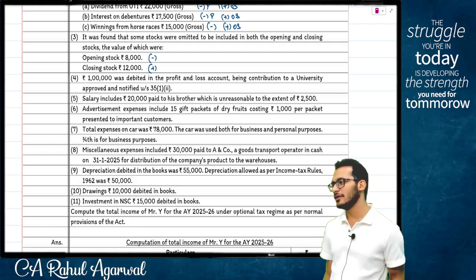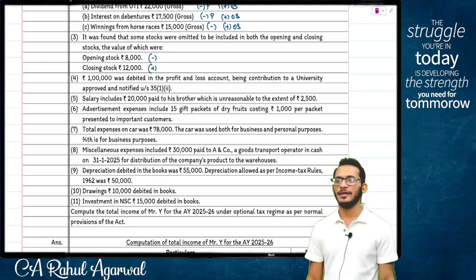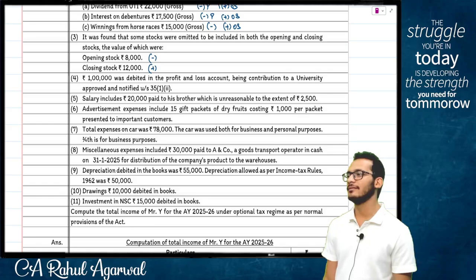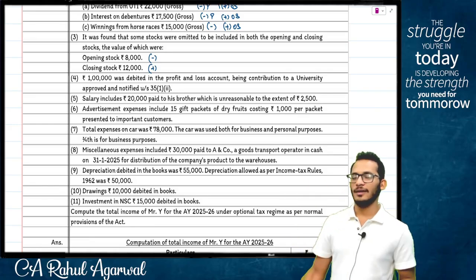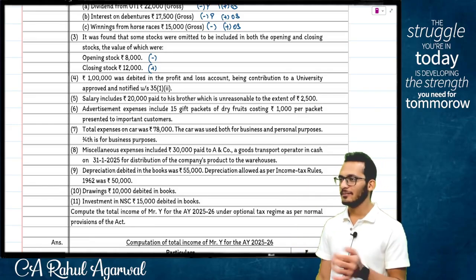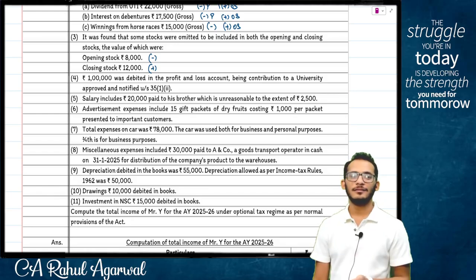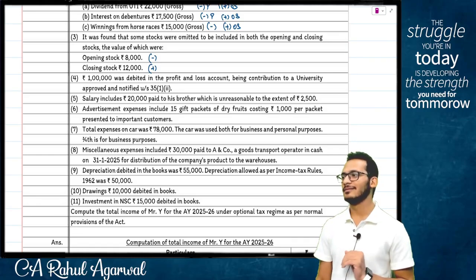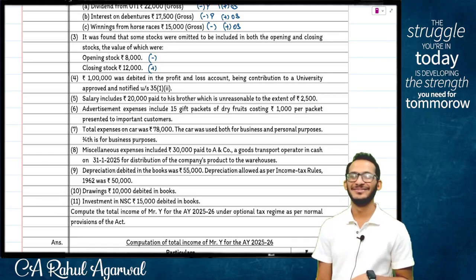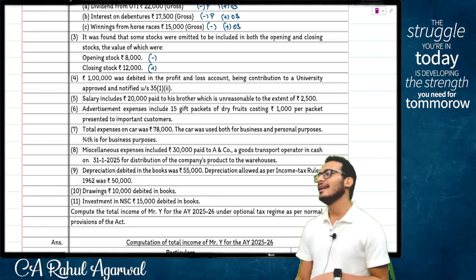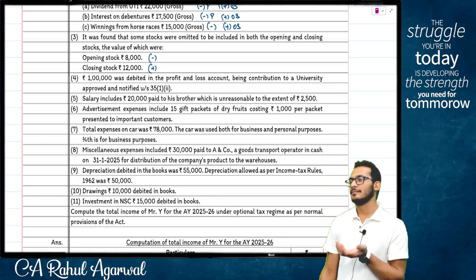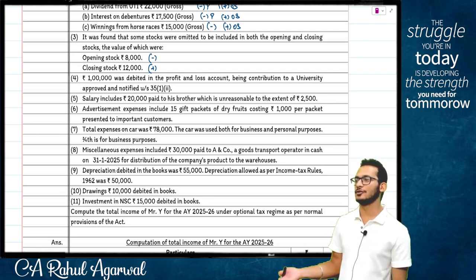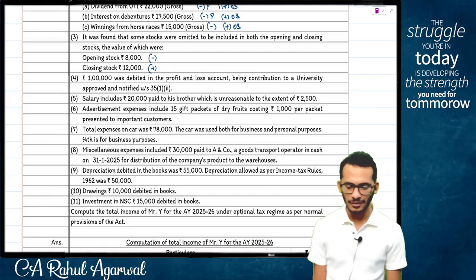Net of the two is what you need to report. Yes or no? Yes, the logic is very simple, people. If something is omitted on the credit side, profit will decrease. If something is omitted on the debit side, profit will increase. If something is overstated on the debit side, profit will be the opposite. If expenses are overstated, profit will come down, and if incomes are overstated, profit needs to increase. Keep that thought in mind.